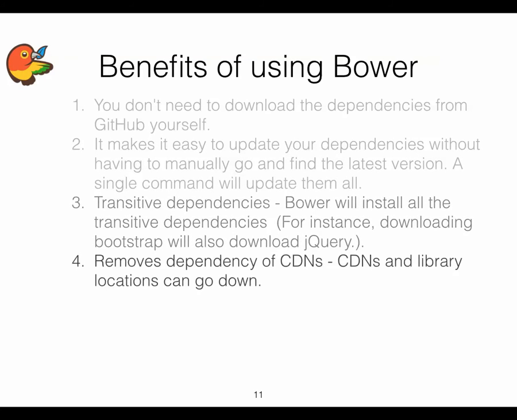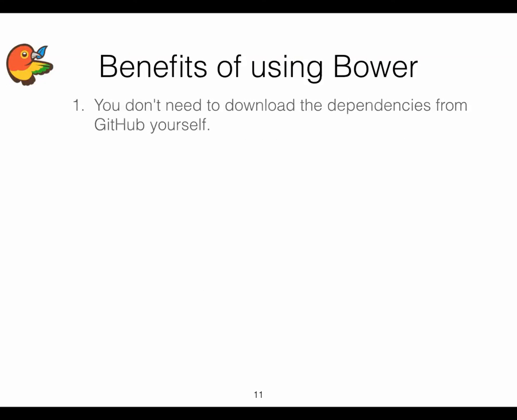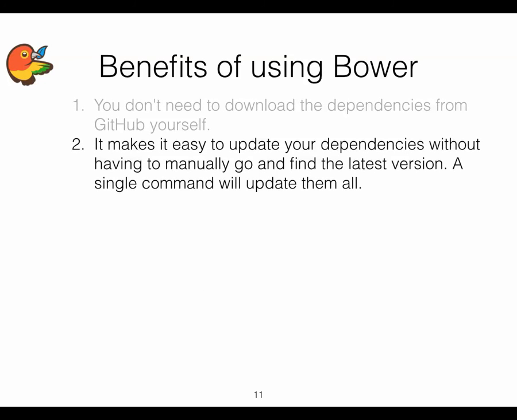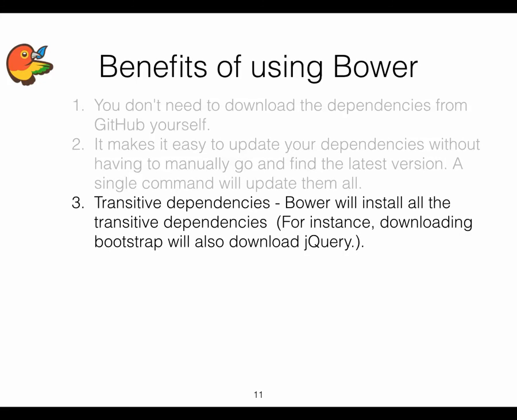Okay, transitive dependencies means it automatically downloads the transitive dependencies, right? We don't need to worry about that. I want to install Bootstrap means I need to have jQuery. If it is not there, then it will automatically download and put it in the required folder.